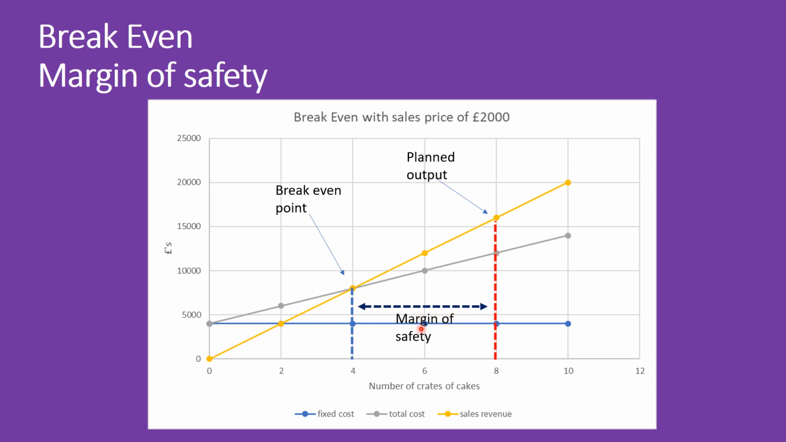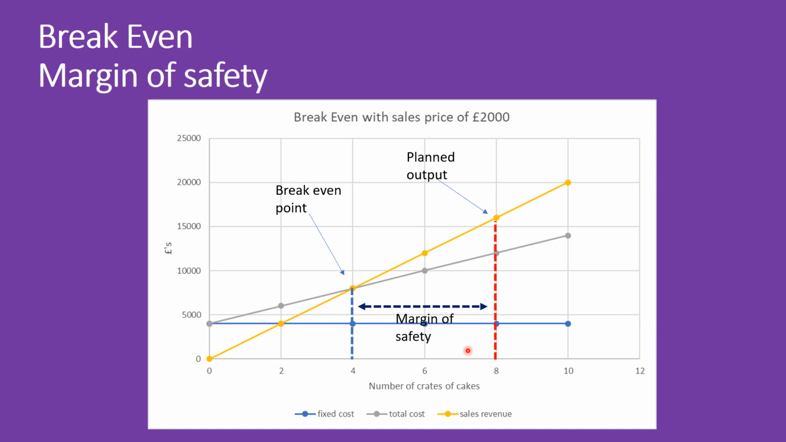So the margin of safety is the difference between the planned output of 8 and the break-even level of 4. So my margin of safety is 4 crates of cakes. So what this really means to a business is I am planning to be 4 crates of cakes away from my break-even point. Because obviously I'm predicting the future with break-even, so I can get it wrong by 4 crates of cakes and I will still cover my costs. That's a decent size of break-even at this level of production.